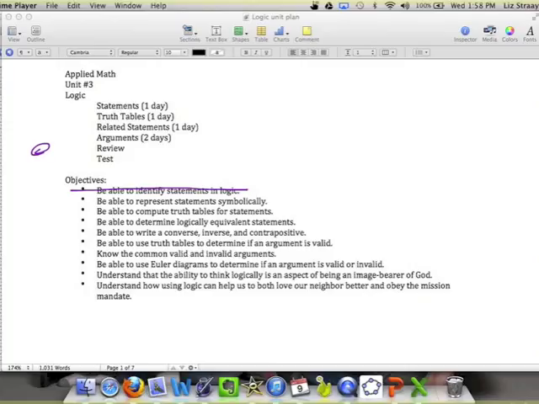Being able to represent statements symbolically. These are the kind of problems where I told you, let's say P is "it is sunny," and Q is "I go to the beach." Then we would take something like "if it is sunny, then I will go to the beach," and turn that into symbols: P, arrow, Q. "It is sunny and I will go to the beach" is P, upward mountain, Q, right?